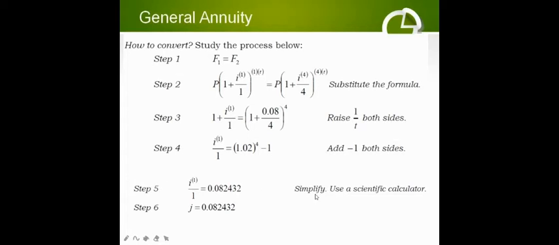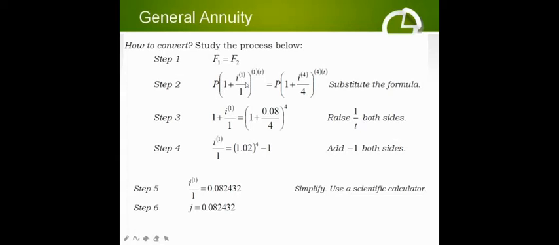And then step 5, simplify. Use a scientific calculator kung meron man kayo dyan sa bahay. So you have 1.02 raised to 4 minus 1, that is equivalent to 0.082432. Gaya ng sinabi kanina, mas maganda pag gagamitin natin ng 6 digits para magkapareho tayo ng answer mamaya. And then step 6, our I now is equivalent to 0.082432. So, ganyan lang po ang pag-convert.